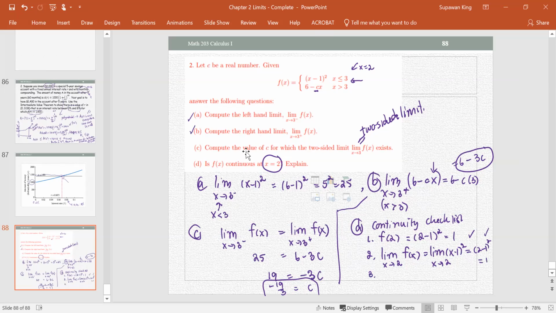And step number 3, are those the same? Yes, they are. So f at 2 equals the two-sided limit, the limit of f of x as x approaches 2, which is the value 1. Check, check, check. Therefore, f of x is continuous at x equals 2.